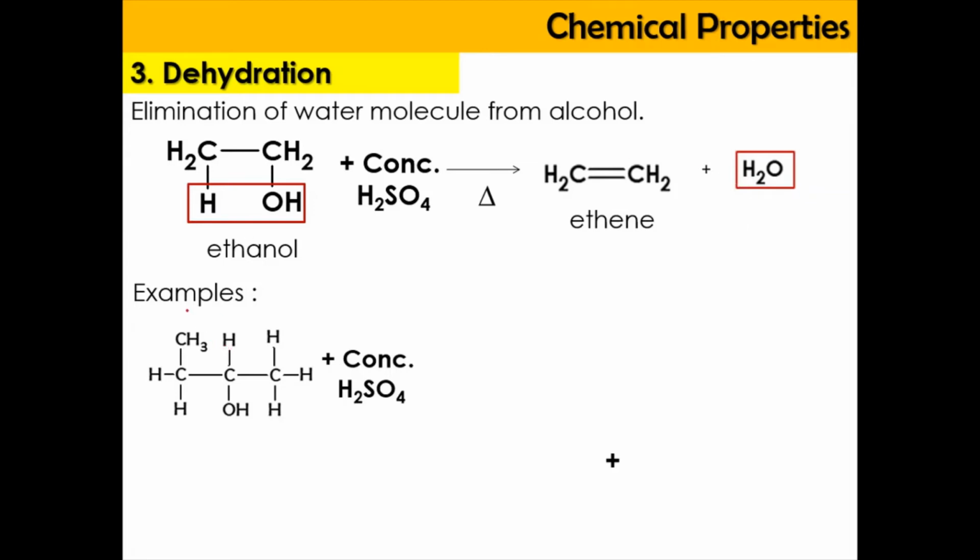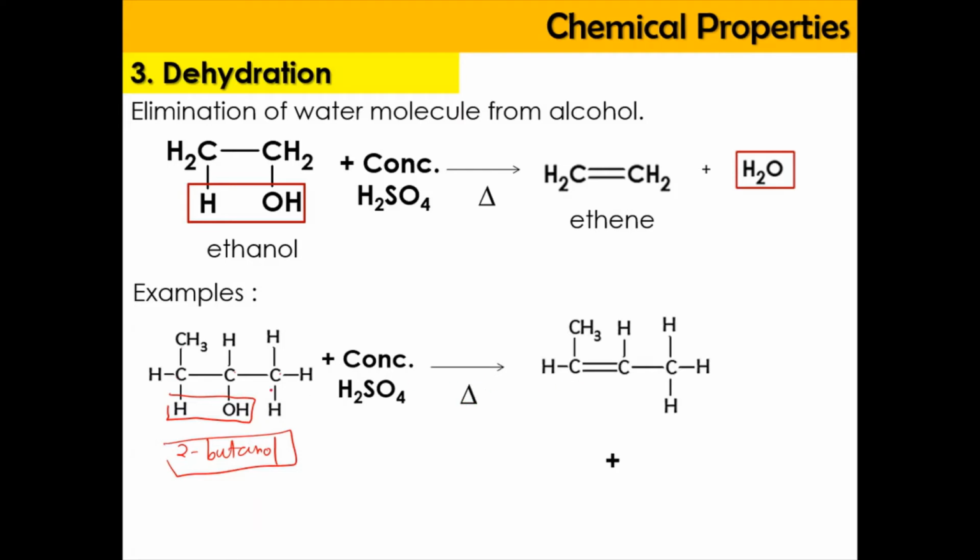So now let us look into another example here, which is 1, 2, 3, 4, which is 2-butanol. Okay, so this is the reaction of 2-butanol reacting with concentrated H2SO4. So what you're going to do is the dehydration. So you can remove HOH here in order to produce a double bond here. So at high temperature, this is going to eliminate the water, and a carbon-carbon double bond is going to be produced here.